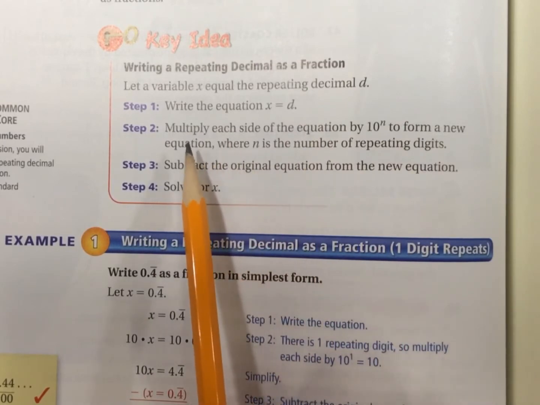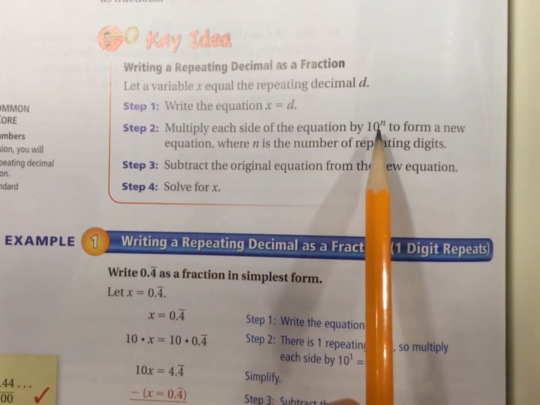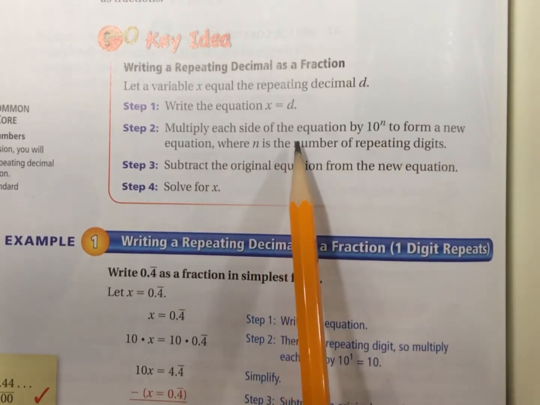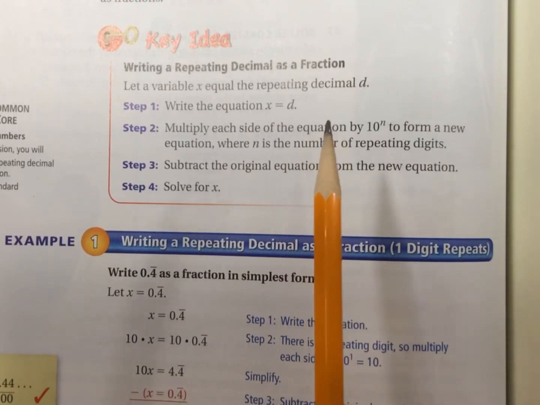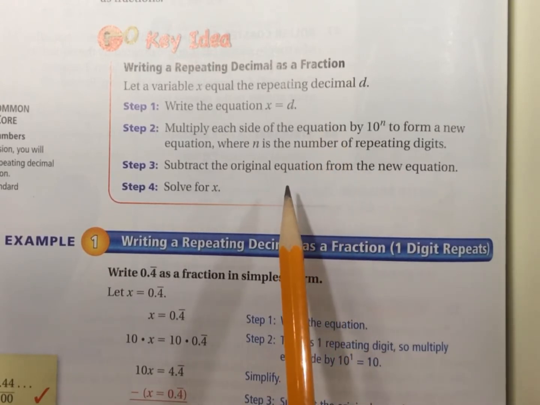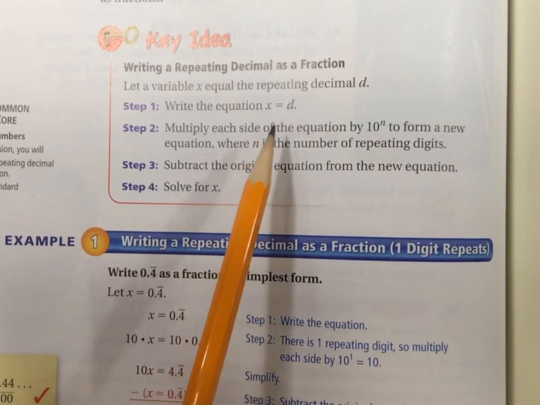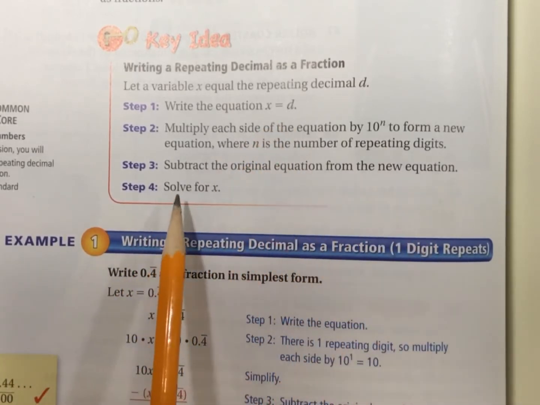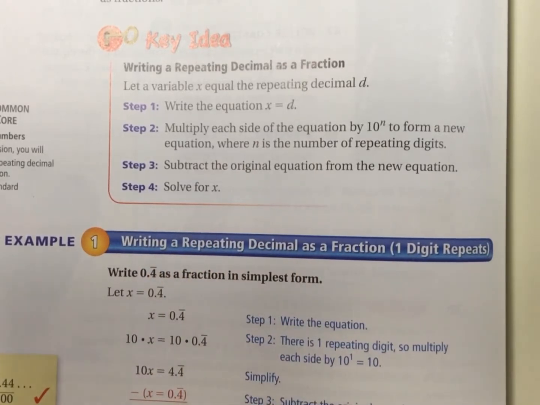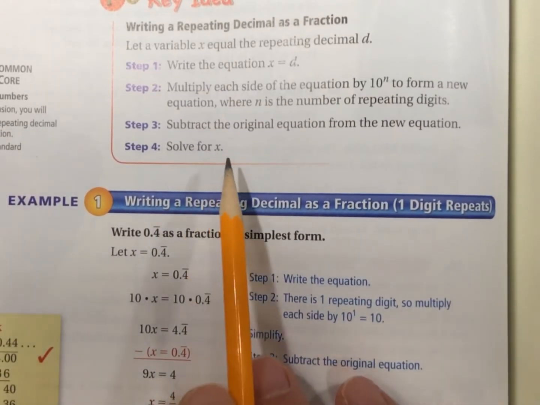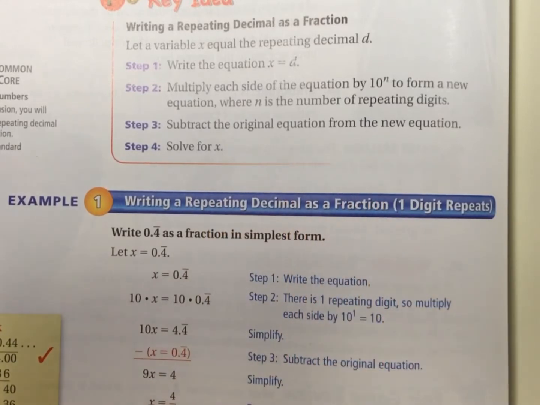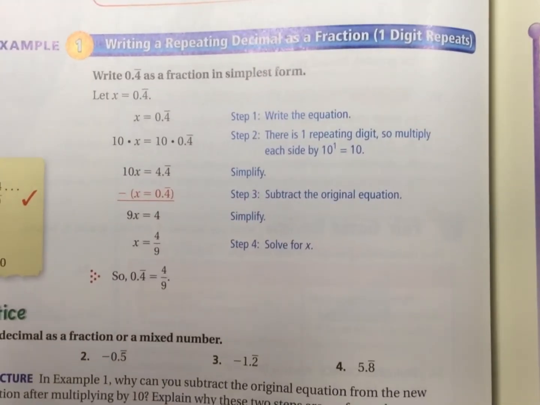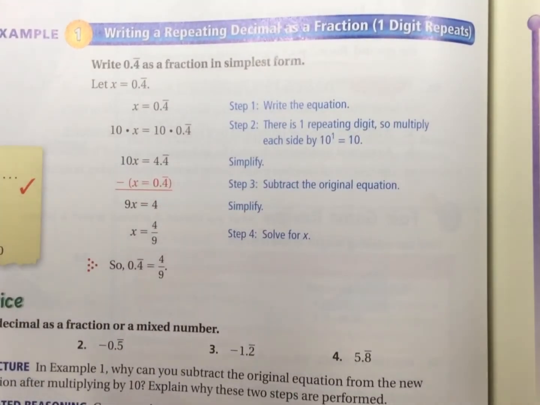For instance, 0.77777777. Multiply each side of the equation by 10^n to form a new equation, where n is the number of repeating digits. So for instance, in the one where I said 0.77777777, only the 7 is repeating. So one digit is repeating. We would only multiply each side of the equation by 10. Subtract the original equation from the new equation and solve for x. So actually, that subtract the original equation from the new equation is a huge thing that you will do a lot of next year in math, but this is where you get your first taste of it.